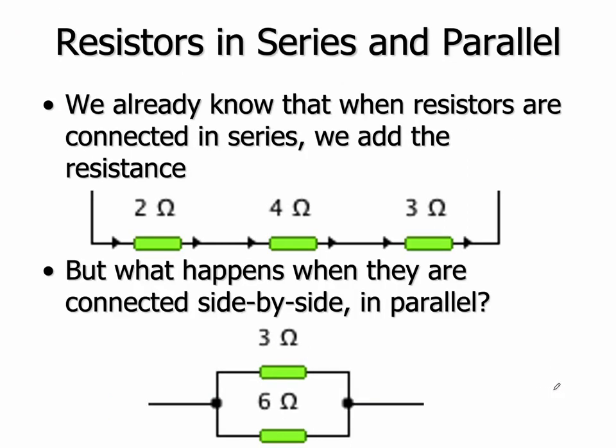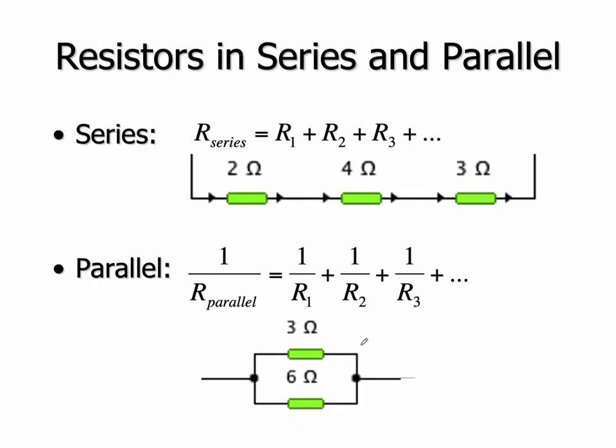Last thing I want to get into today is what happens when resistors are side by side, in other words, parallel. We know the resistance of this top part here is 9 ohms, but what in the world is the resistance of this thing? And the answer is you've got to work a little bit harder on this one. But let me show you the mathematics on it. For resistors in series, you simply add them together. That's what we've been doing up to this point. For resistors in parallel, it gets a little trickier.